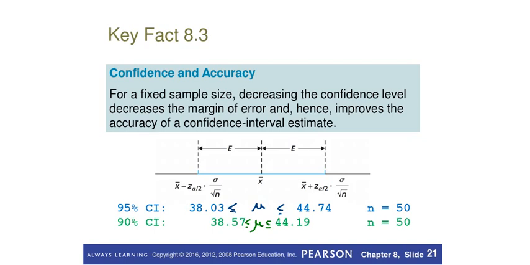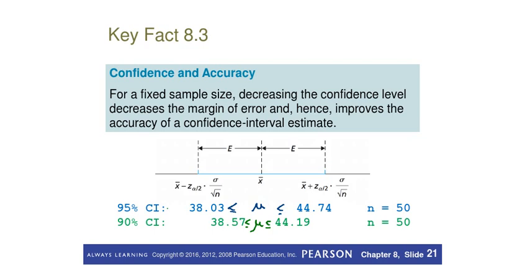So for a fixed sample size, decreasing that confidence level actually decreases the margin of error and therefore improves the accuracy of the confidence interval estimate. We have a lower confidence, but we have a tighter estimate. Making a larger confidence interval should make sense, actually. It means that we're going to have to cast a wider net to actually catch the population standard deviation. But we're 95% confident up here that that's what's going to happen.